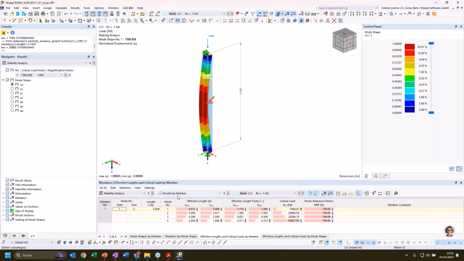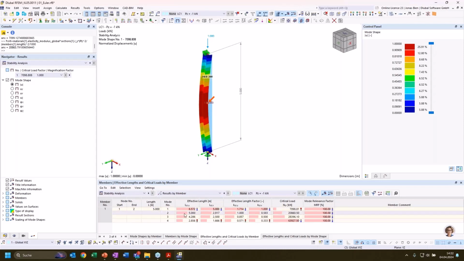Therefore, we just go to the results by member tab in the table and go to effective lengths and critical loads by member, or the last tab, which also has these effective length values included. Now we see for each mode shape, we have the effective length given for both main directions. U represents the strong axis, while V represents the weak axis. It's like Y comes before Z and U comes before V. That's one way to keep it in mind.